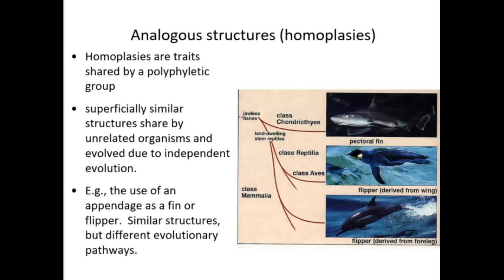Now, no biologist today would come to the conclusion that penguins are more related to dolphins or sharks than they are to other birds. But there are other groups of organisms for which it can be very difficult to determine the evolutionary relationships. And homoplasies can really throw off investigators from figuring out the right relationships.